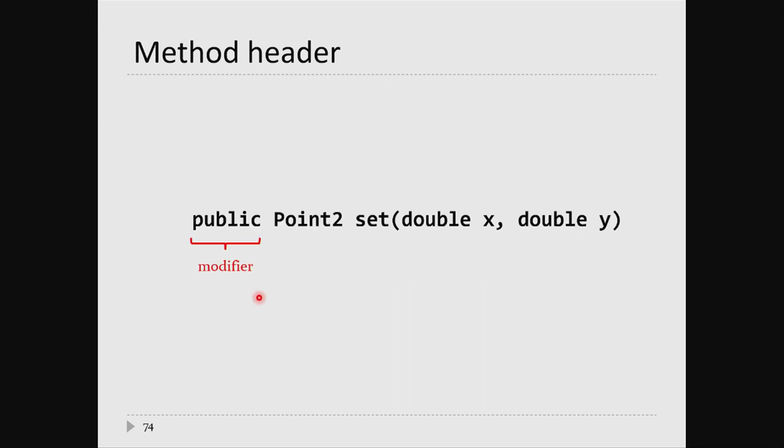Okay, so for the set method, the modifier is public, right? The return type is point2. The method name is set. The parameter list is double and double. Right? The names don't matter in the parameter list. Right? So all you care about are the types. So it's double, comma, double.